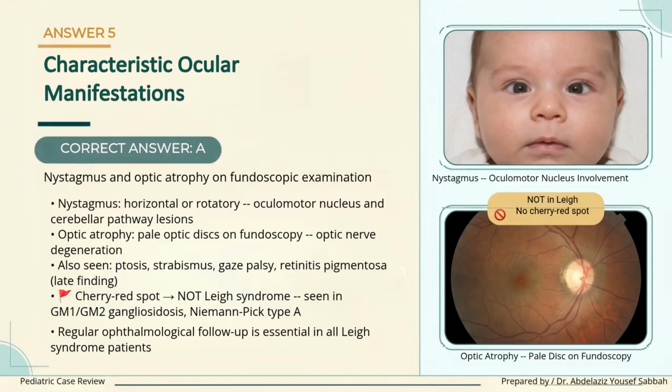An important distinction: a cherry red spot is not a feature of Leigh syndrome. It is seen in conditions such as GM1 and GM2 gangliosidosis and Niemann-Pick disease type A. Regular ophthalmological follow-up is essential in all Leigh syndrome patients.